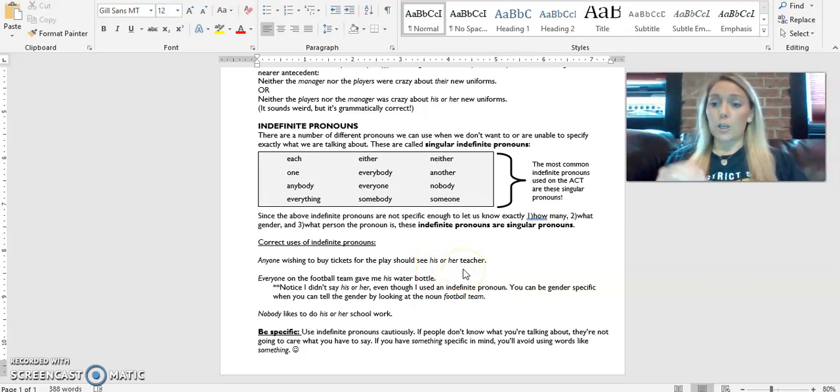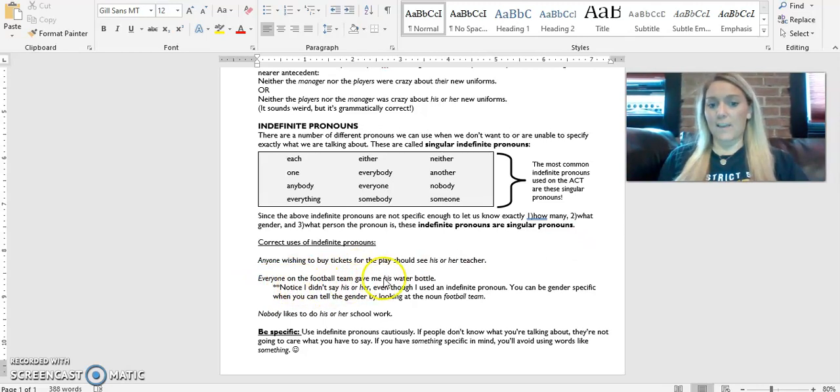That's correct. It doesn't sound right, probably, because you would want to say anyone wishing to buy tickets should see their teacher. But that's not grammatically correct. All right, so you need to say his or her because you're using a singular indefinite pronoun. To explain a little bit further, these singular indefinite pronouns are singular because it doesn't let us know exactly, one, how many, two, what gender, or three, what person the specific pronoun is that we're talking about. So instead of using those all-encompassing plural pronouns, you have to use singular pronouns.